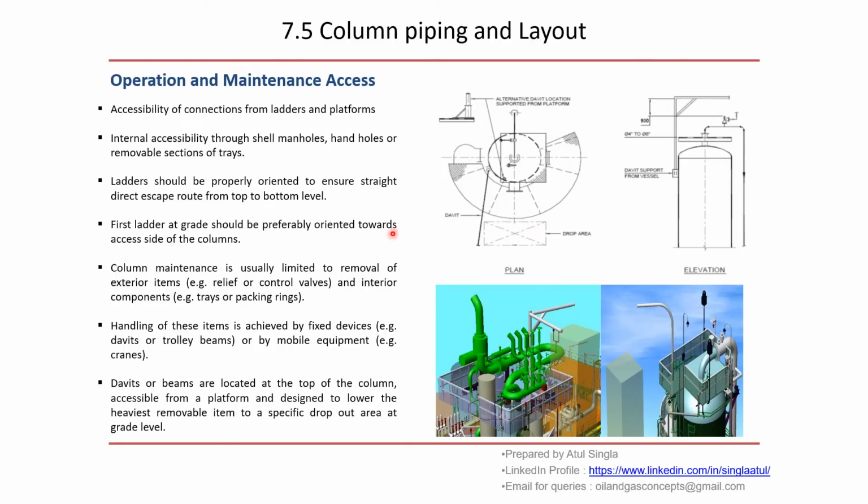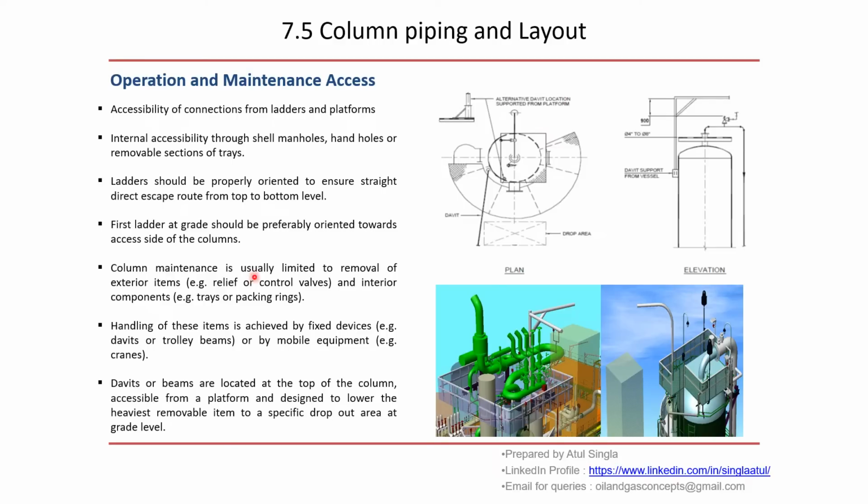The first ladder at grade should preferably be oriented towards the access side of the column. Wherever we are having access, suppose on this side we are having proper access from the road side, then the first ladder we try to locate on that side. That is not a mandatory requirement, but it's a good practice.